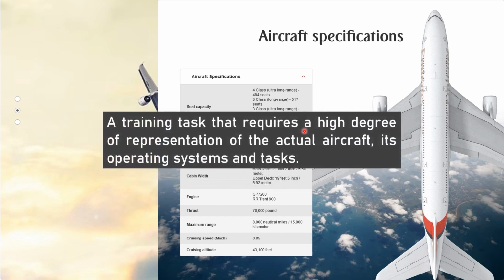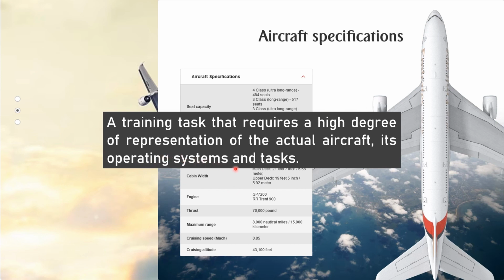So from the photograph, we can see that we need a training task that requires a high degree of representation of the actual aircraft. Nearly 600 members travel comfortably in an aircraft, and they need to have some authority or trust in the crew members, right? Other than this authority or trust, they cannot have a good journey. Having this authority and trust is only possible by training those crew members in a system that represents the actual aircraft. We cannot have trial and error with the lives of those 600 people.